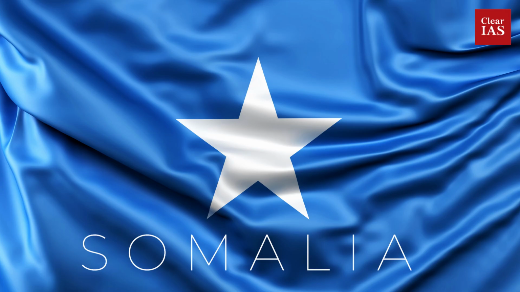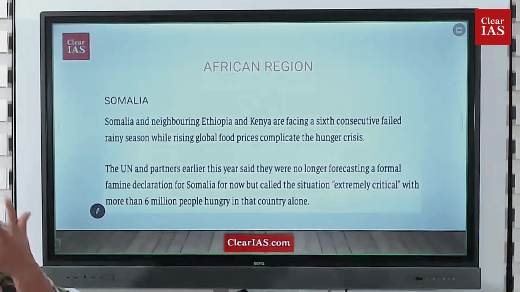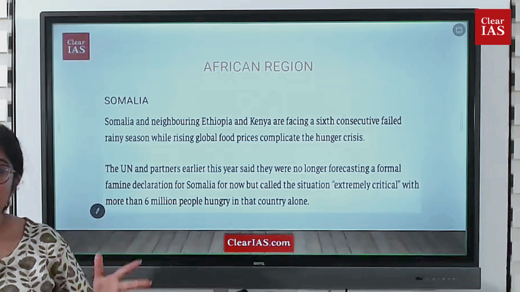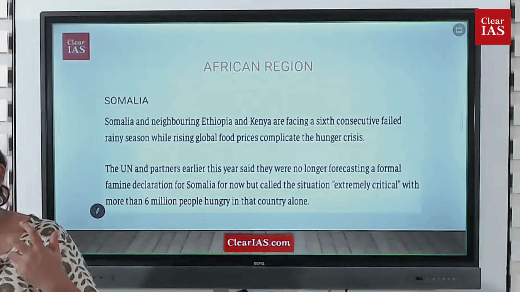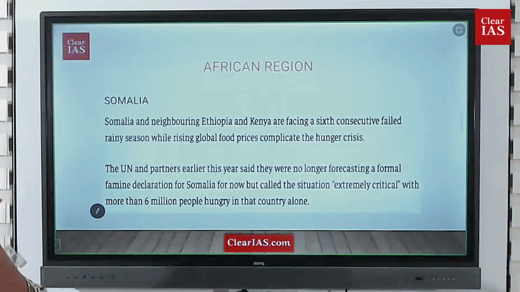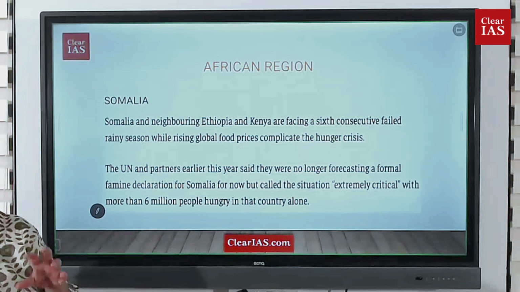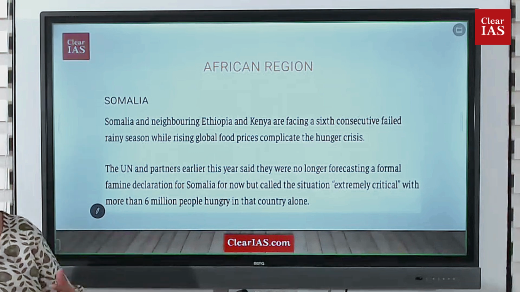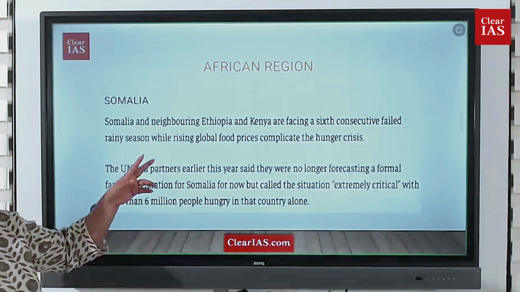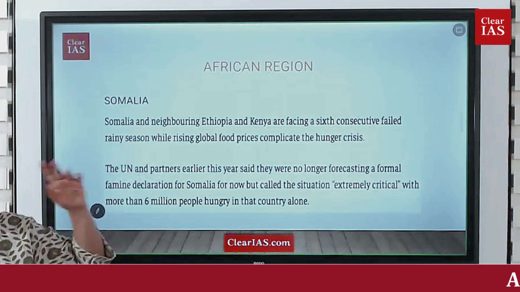Okay, first is Somalia. What is happening in Somalia is that there has been a very complicated situation for so many years. There is a hunger crisis. Food prices are rising. That is because of the failure in the rain. Rainy season failure, and there is a high level of drought happening in this region. Not only in Somalia, but there is also this problem in Ethiopia and Kenya.